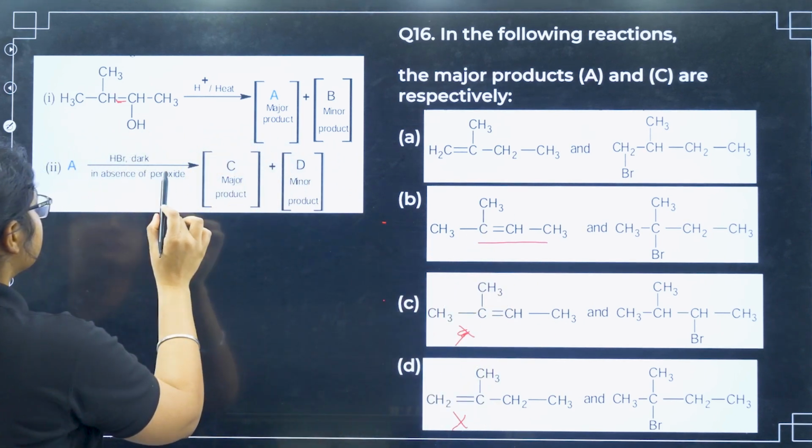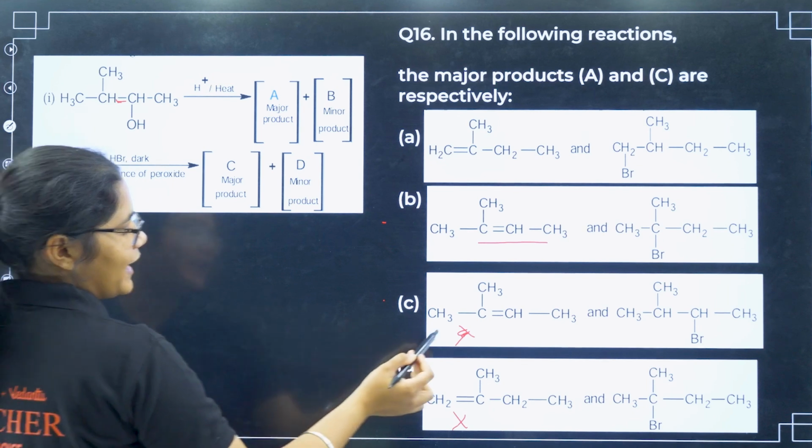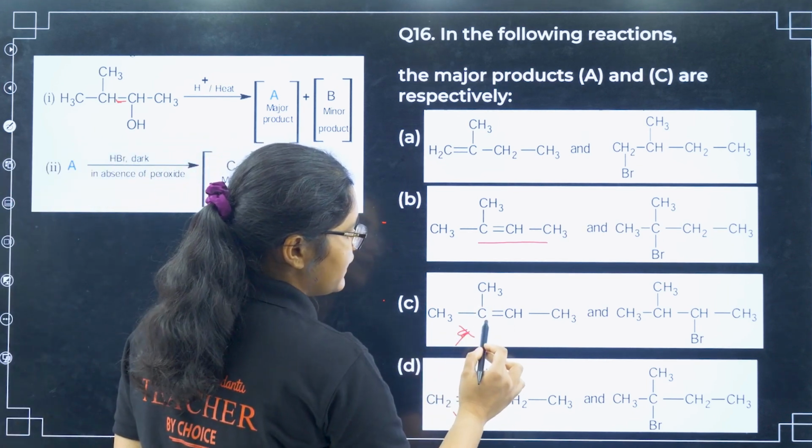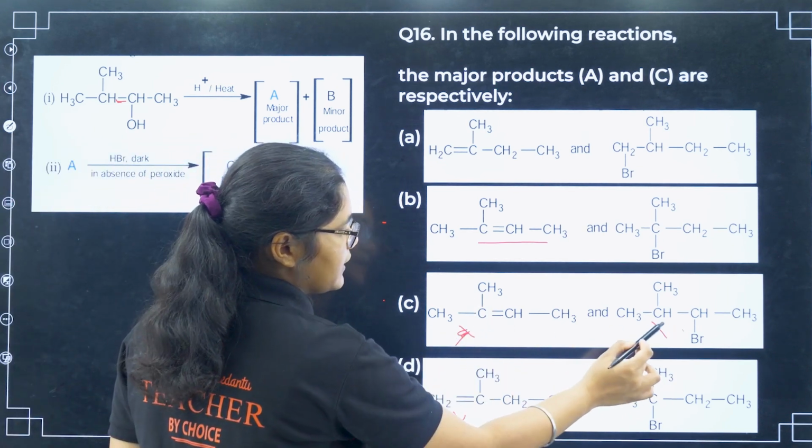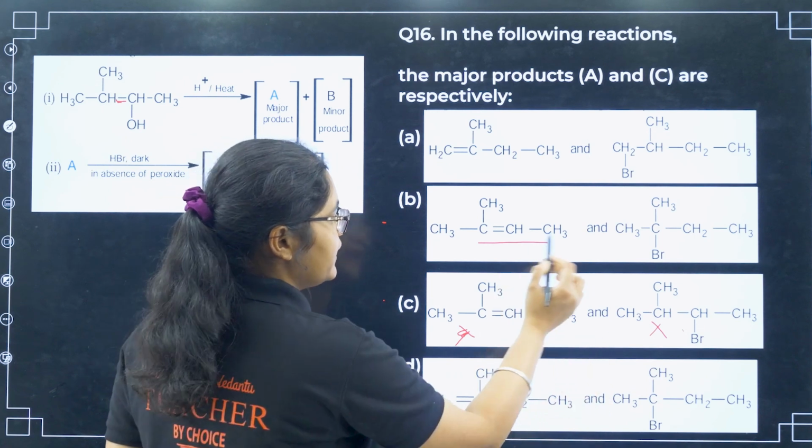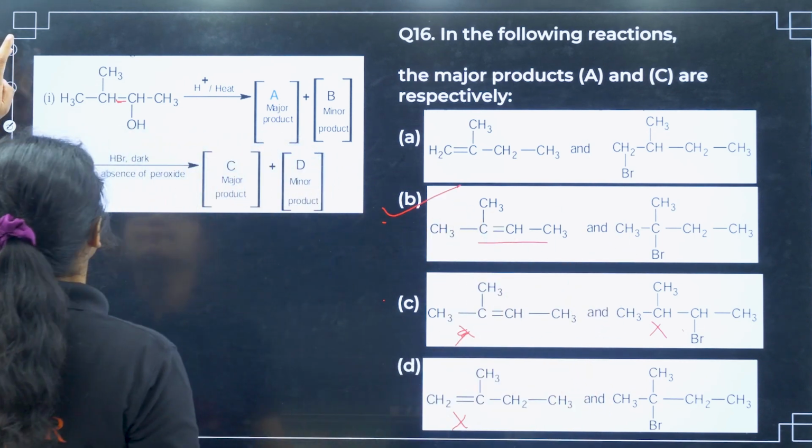Next, you are adding HBr in the absence of peroxide. So if I add HBr to this one, bromine will attack here. So here bromine is not attacking. Why? Because of Markovnikov's rule, right? So that is why option number B.